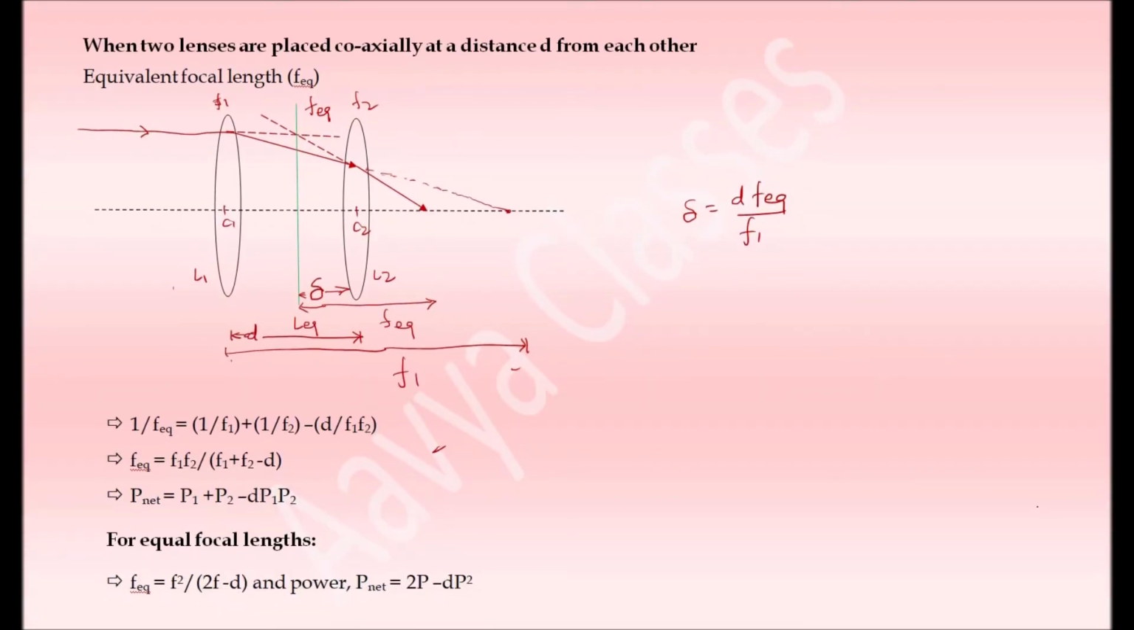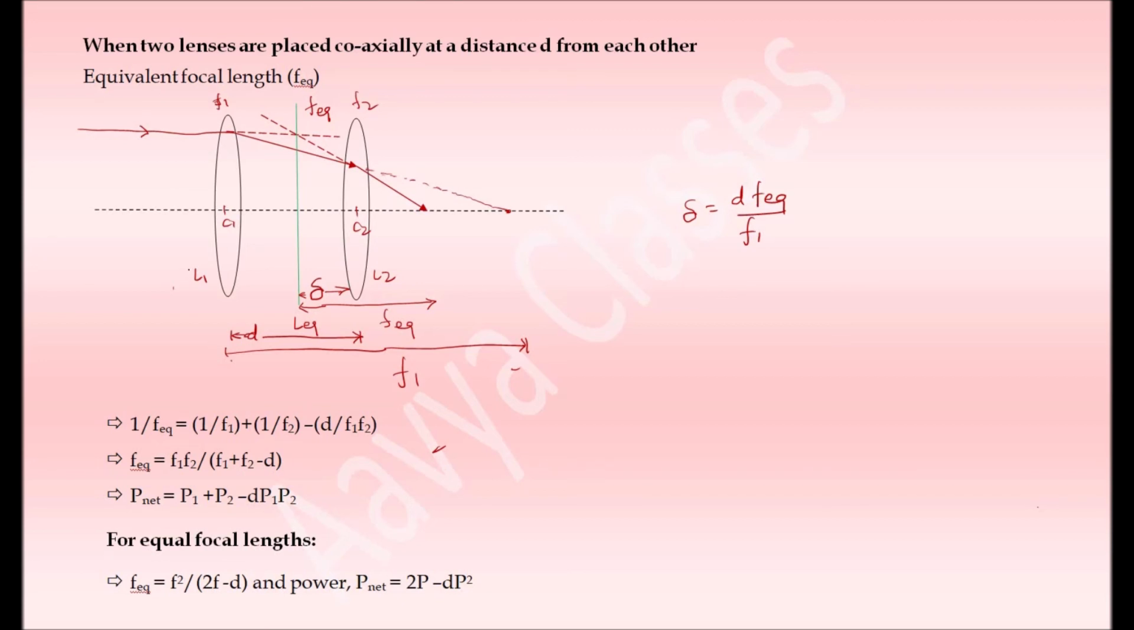Next concept is when two lenses are placed coaxially at a distance d from each other. So this is also one of the important formulas. Here we have to calculate the equivalent focal length of two lenses when they are placed at a distance d from each other. And here the figure has been drawn.